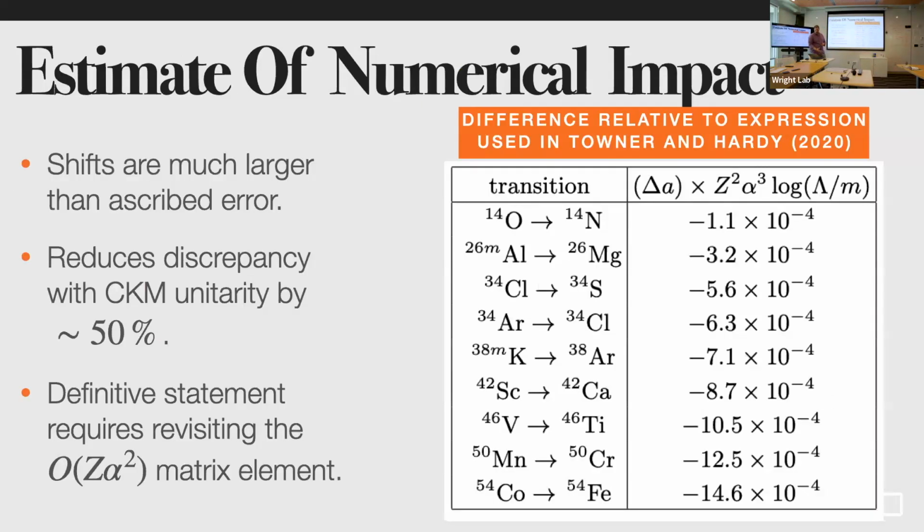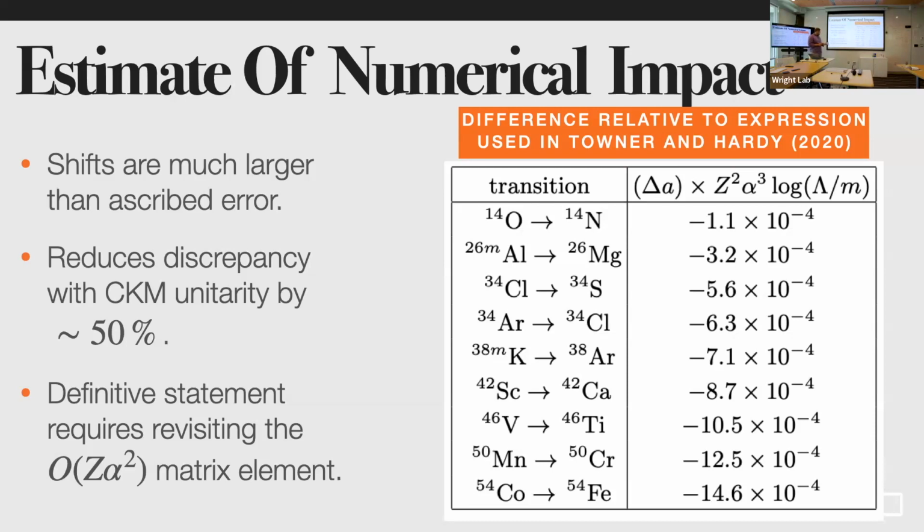So to give you an idea of how big of an effect, numerically, this has, we can just take the difference of this Z squared alpha cubed log term and compare it to the expression used in Towner and Hardy. And the differences range from about 10 to the negative 4 to 1.5 times 10 to the negative 3. Okay, so it's very big on the scale of CKM unitarity, and gigantic for the size of what they ascribe the error in the radiative correction.